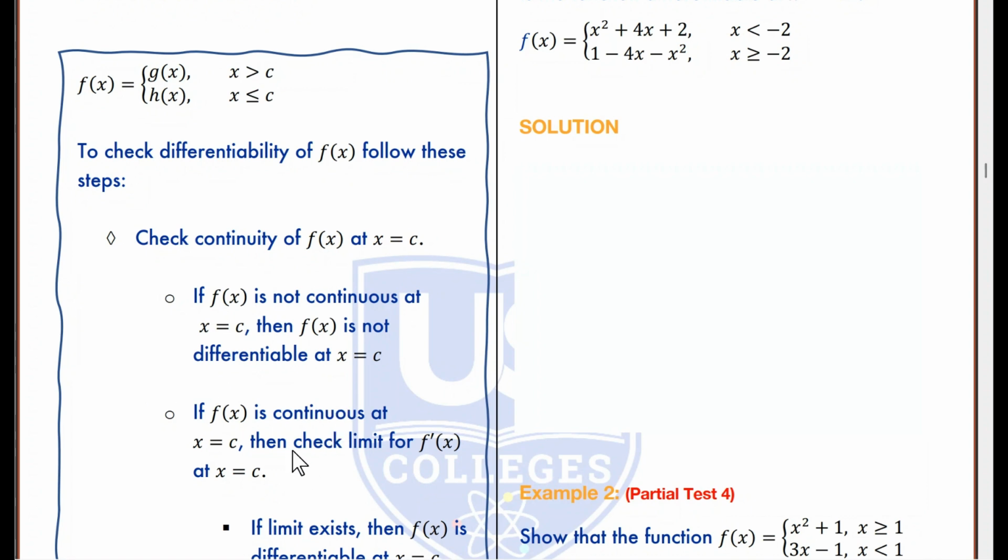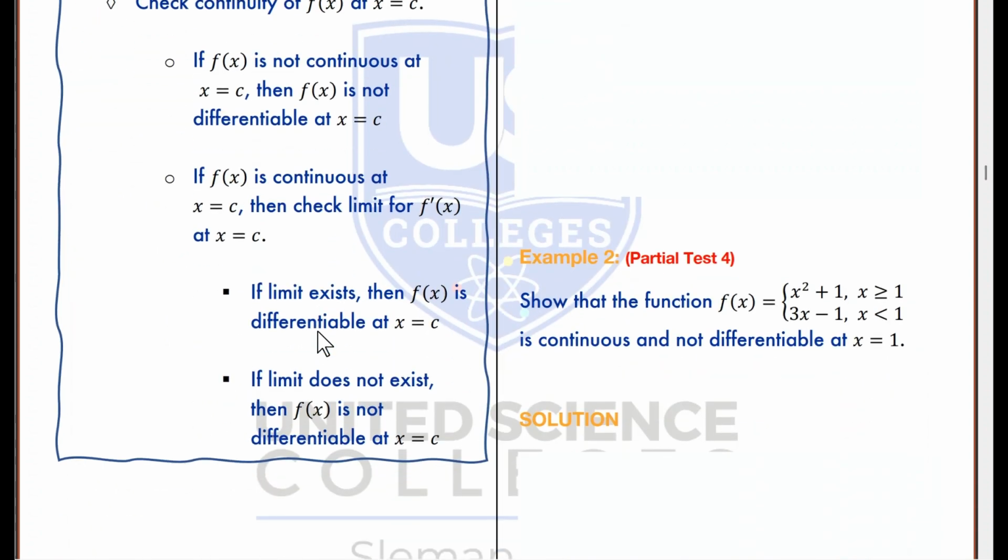But if it is continuous, we should take the derivative of each condition and check the limit for each condition. If the limit exists at that point, then we will say it's differentiable at this point. If not, it's not differentiable. Okay. First we check continuity as we did in chapter 2. If it is not continuous, not differentiable. But if continuous, we can take the derivative. Take the derivative of each condition, then check the limit, right and left side limit. If they are the same, if we have a limit, then we will say it's differentiable.